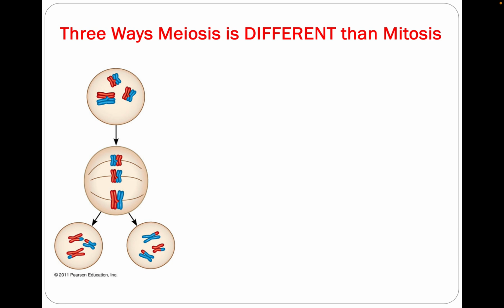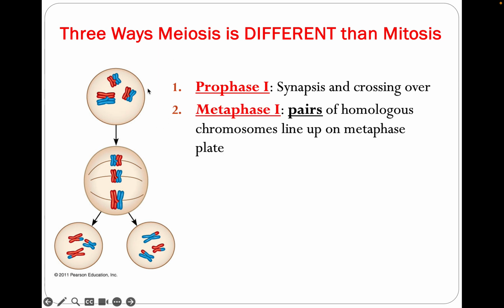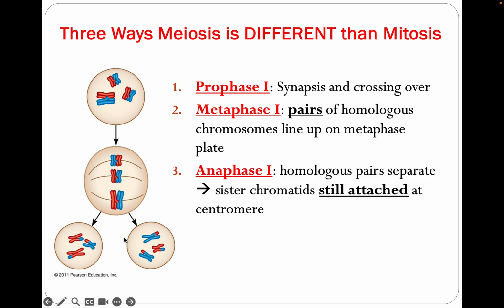So there are 3 ways that meiosis is different than mitosis. 1, prophase 1, synapsis and crossing over. That's something unique to meiosis. 2, metaphase 1, pairs of homologous chromosomes line up on the metaphase plate at the equator of the cell. 3, anaphase 1, homologous pairs separate, but the sister chromatids are still attached at the centromere at this point.